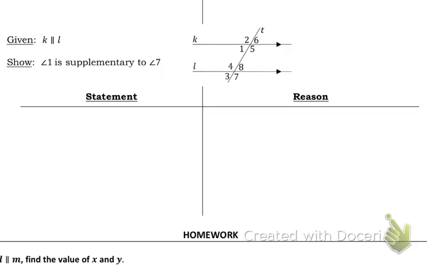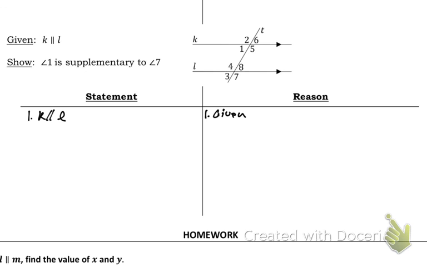Okay, we got one more to go through. Remember, your job is not to just passively listen to me. Think of the next step. I know the first step is the given. K is parallel to L. That is my given. I need to prove that 1 goes to 7, that 1 is supplementary to 7.